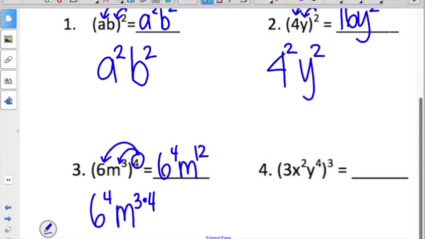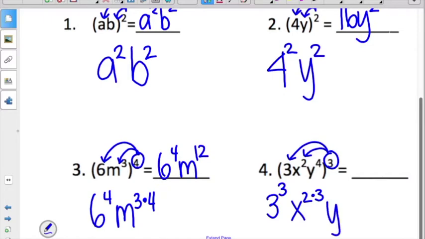And the last one, again, we're going to distribute or give our exponent of 3 to everything inside our parentheses. So the 3, so 3 to the 3rd power. We give it to the x squared. So x squared to the 3rd power, which would be times 3. And then y to the 4th power raised to the 3rd power, so also times 3.